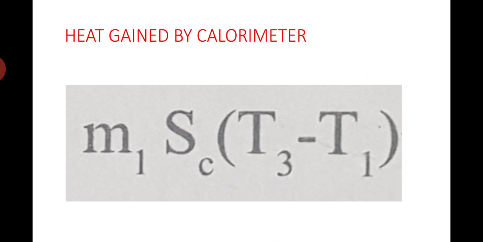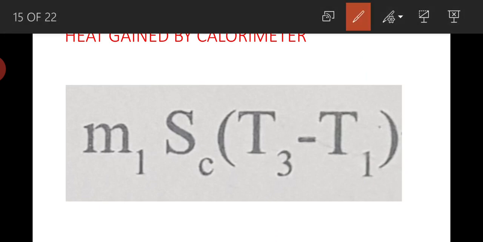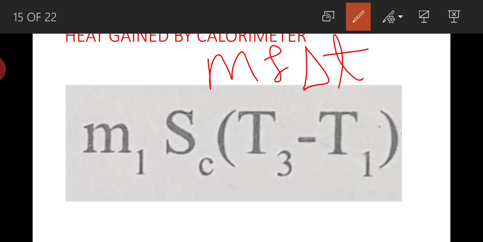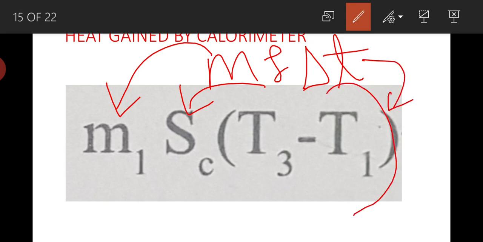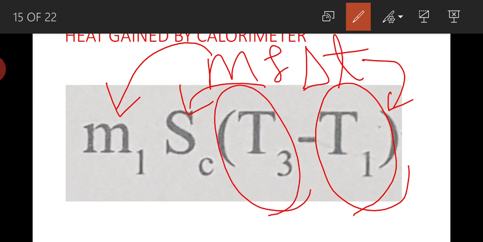Now let us find the heat gained by calorimeter. Heat formula is always ms delta T. Mass of the calorimeter is m1. Specific heat of calorimeter is SC, and temperature change of calorimeter is final minus initial. Initially calorimeter is at T1, finally calorimeter is at T3. So final temperature minus initial temperature, that is T3 minus T1.